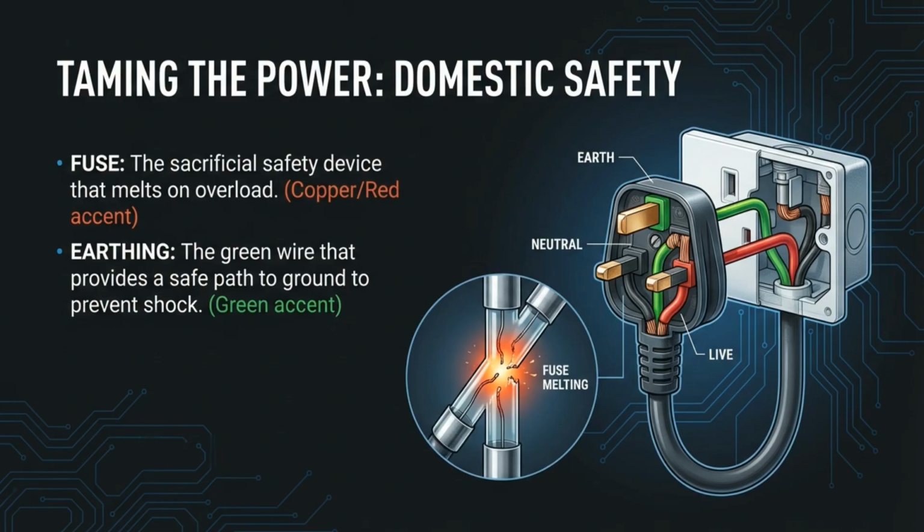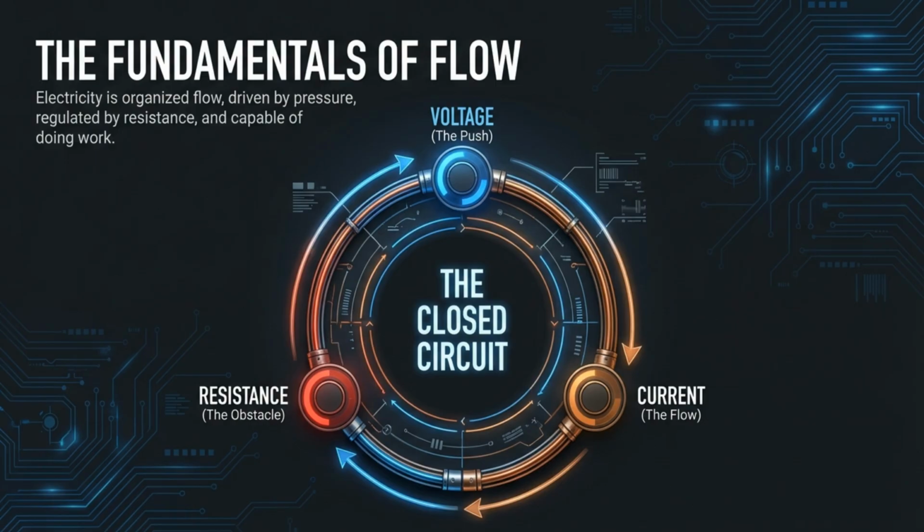Domestic safety involves devices like the fuse, a sacrificial device that melts on overload, and earthing, which provides a safe path to the ground to prevent electric shock. The fundamentals of flow center on the closed circuit, where voltage provides the push, resistance acts as the obstacle, and current is the resulting flow.